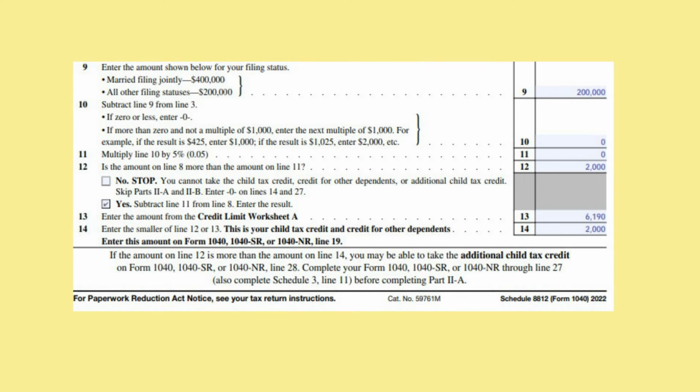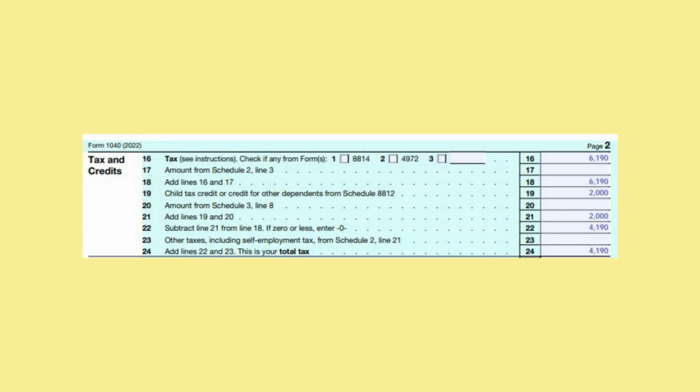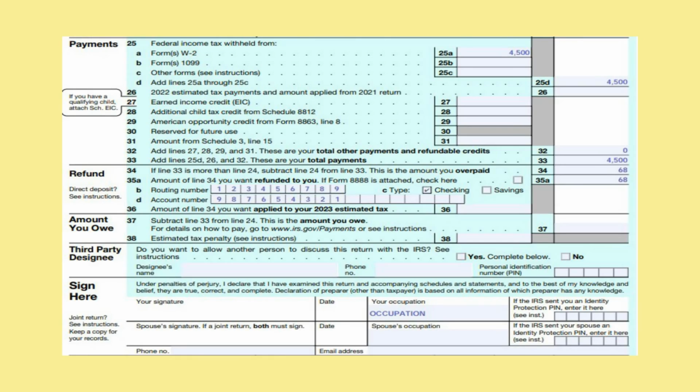Carry that amount to Schedule 8812, line 13. On line 14, enter the smaller of line 12 or line 13, which is $2,000. Then carry this amount to your Form 1040, line 19. As you do not have an amount from Schedule 3, line 8, line 20 will be blank. On line 21, add lines 19 and 20 together to arrive at 2,000. On line 22, subtract line 21 from line 18 to arrive at 4,190. Carry that down to line 24 as you don't have any other taxes.